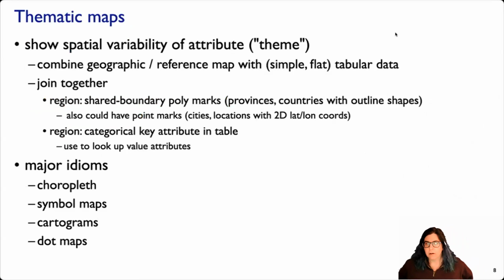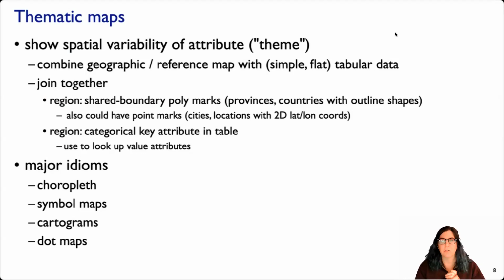Now, the cartographic word for maps that we're going to really focus on in this lecture, visualization-based maps, is thematic maps. They call them that because they want to focus on this idea of a theme, namely showing the spatial variability of some attribute. So a thematic map is where we're combining some reference geographic map with tabular data. These are typically straightforward, simple flat tables. So the idea is that there's two things we want to join in some way.